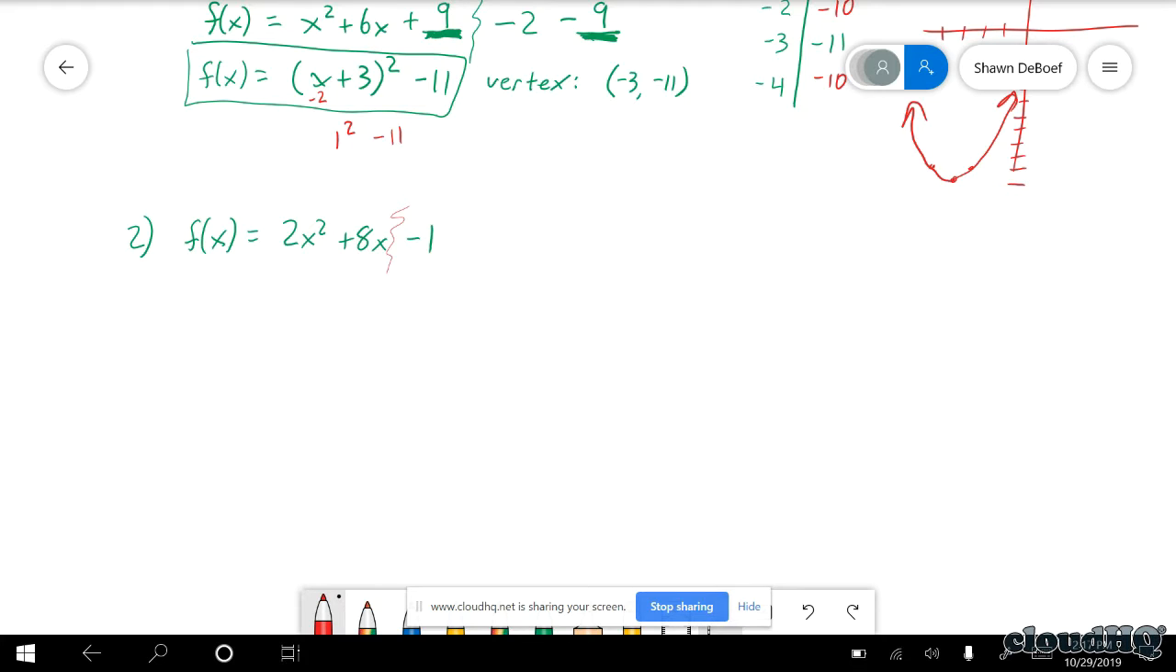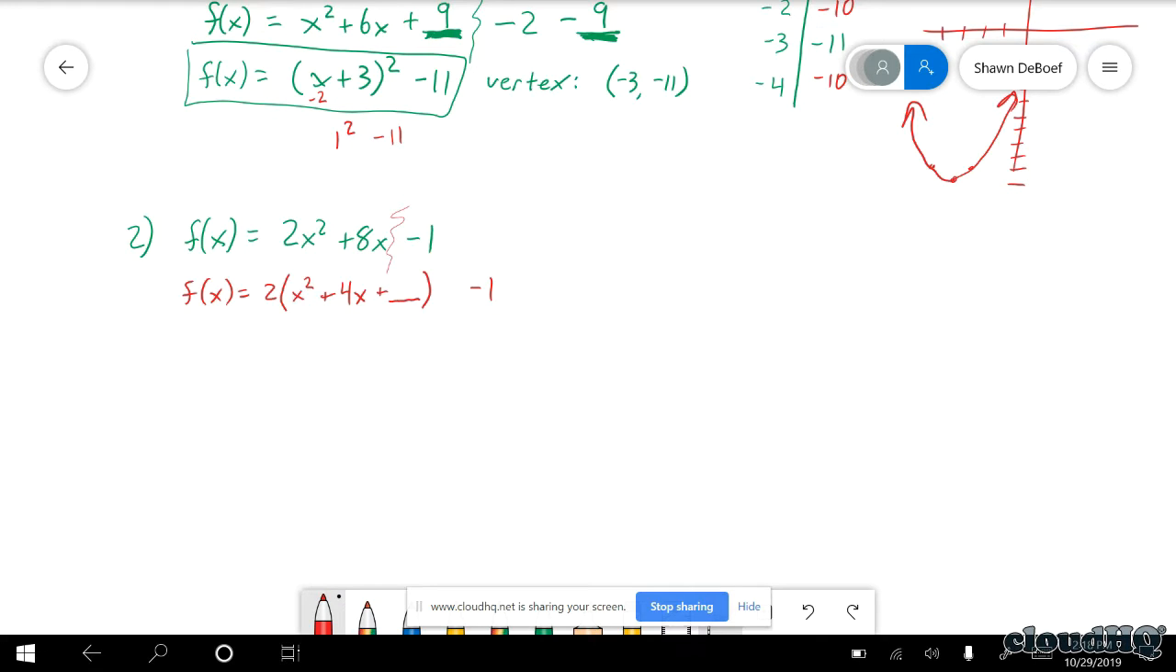Think about the first two terms. Since there's an a value, I want to factor it out. I'm not going to factor out the x, even though both terms have an x, because I want to complete the square. I want the x squared and the x to stay, but I want to get rid of the 2. So when I pull 2 out of those first two terms, I still have an x squared, and then it'd be a 4x. I'm going to leave a gap because I want to complete the square. And then I still have this negative 1 hanging out at the end.